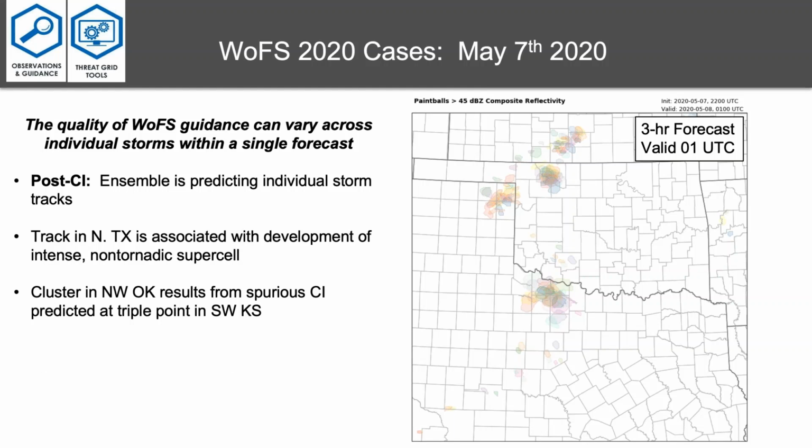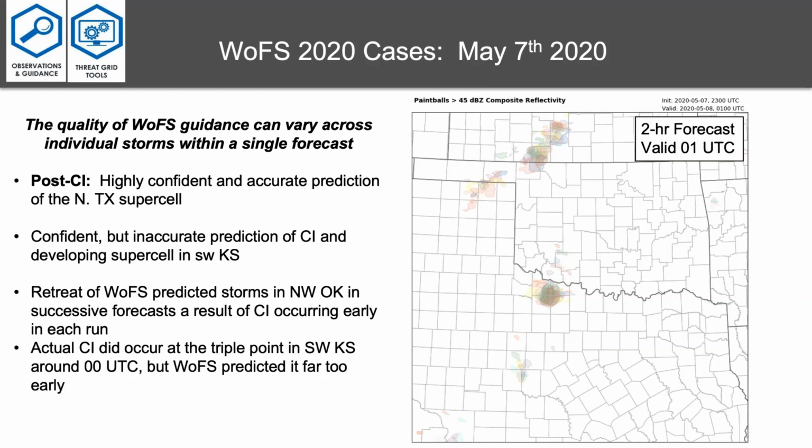And what's happening there is that WoFS is continuing to predict CI spuriously, but because it's starting from initial condition without the storms, it's basically reining those storms in. It's drawing them back with each forecast. And CI did eventually occur there. It was just WoFS was too early. So that was what I wanted to show with May 7th, and I wanted to highlight one other aspect of this, which I thought was interesting.